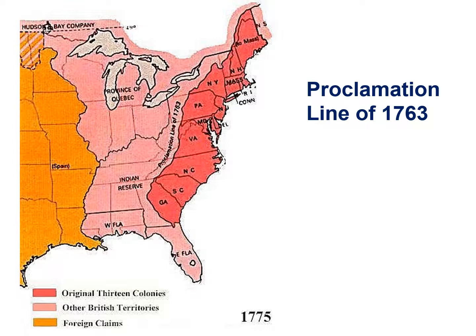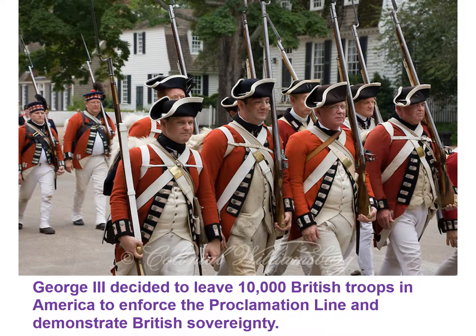And also, the British merchants wanted to control the fur trade in this Northwest that the French had had. And so if they kept the American colonists from spreading up there, then that would give a chance for the British interests more directly to control that trade. But either way, the proclamation line of 1763 angered the American colonists. The insecure George III also decided to leave about 10,000 British troops in America to enforce the proclamation line and flex British muscle, demonstrate British sovereignty.